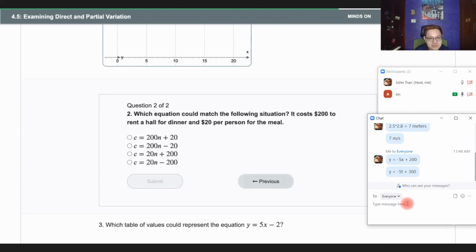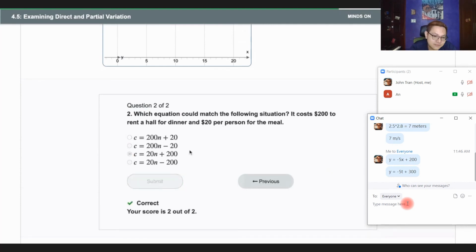Which equation would match the following situation? It costs $200 to rent a hall for dinner and $20 per person for the meal. This is not that hard. You can do it. So it would be, yeah, because the 20 is the n, representing the number of persons, and 200 is the fixed rate of renting a hall.